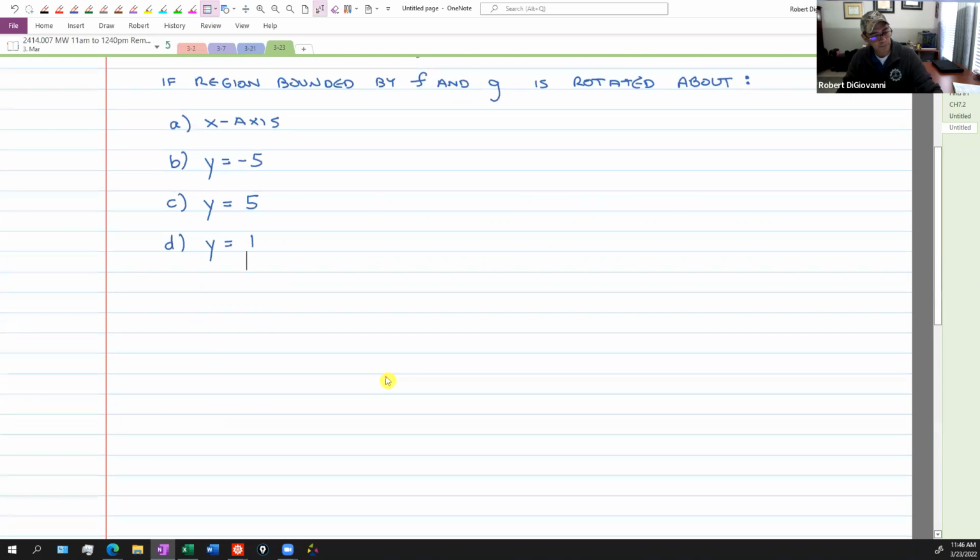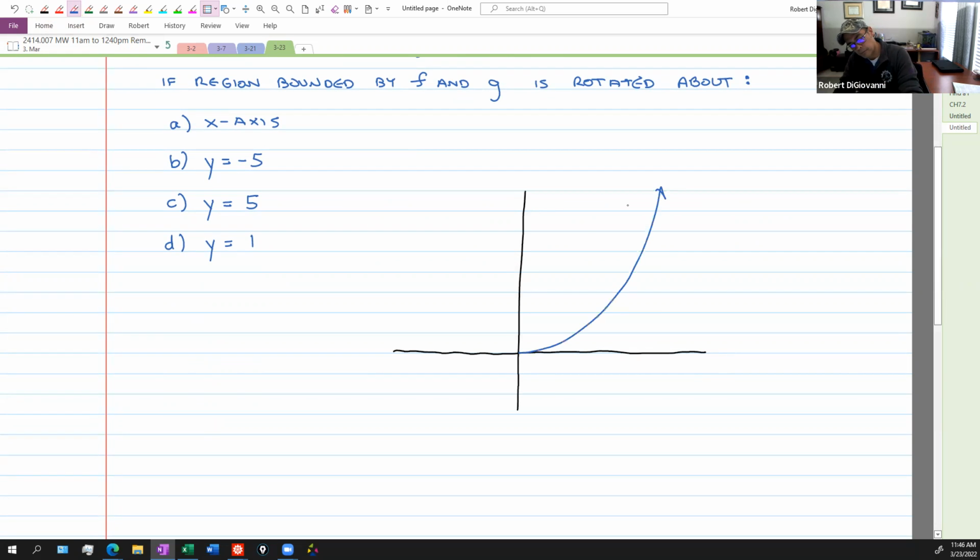Start with the picture. X squared, that's F, right? Square root of X, that's G.